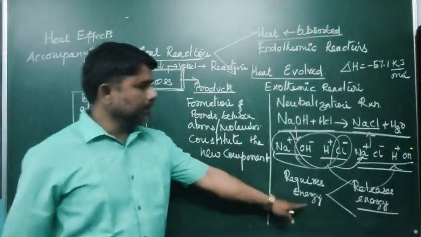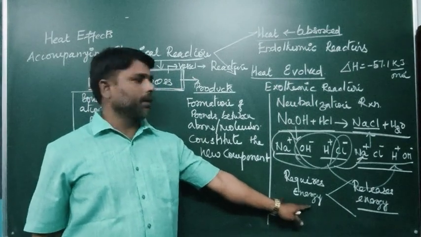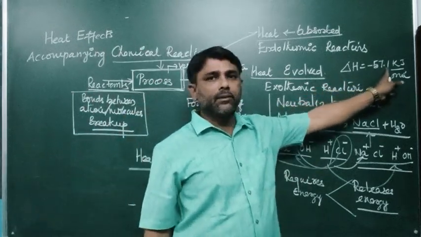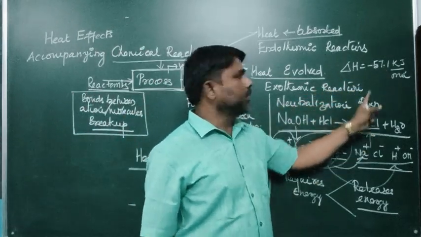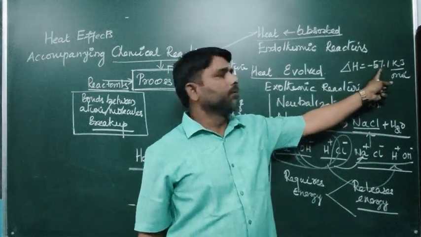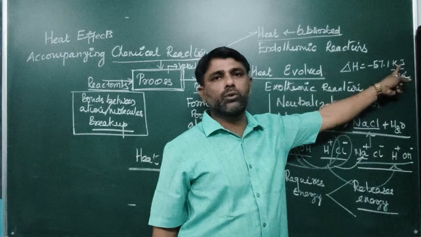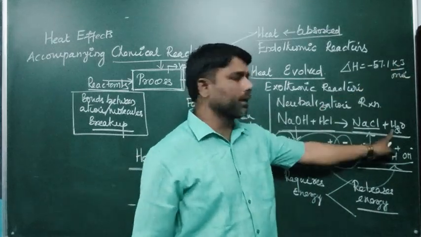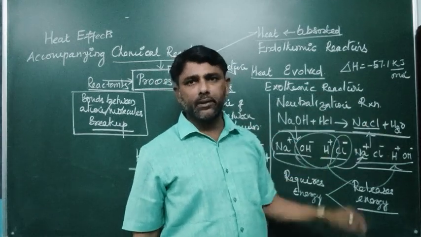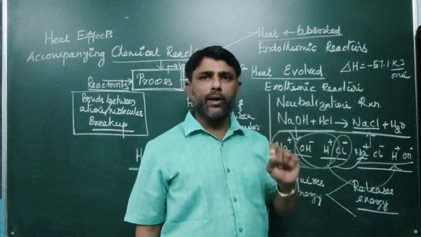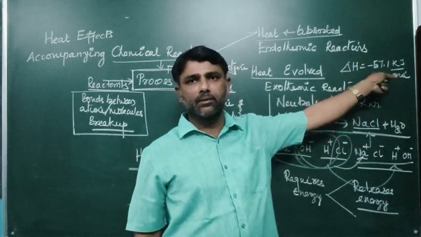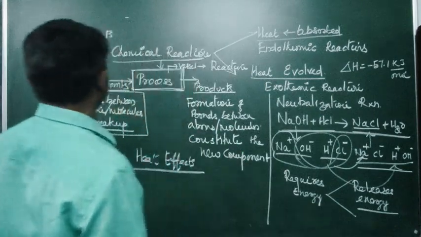So this is the basic knowledge. What is going on when a reaction happens? This indicates that 57.1 kilojoules of heat is released for the formation of 1 mole of water. This information says you have to provide a proper arrangement to remove this heat from the reaction vessel. Clear? Right. That is a simple calculation.